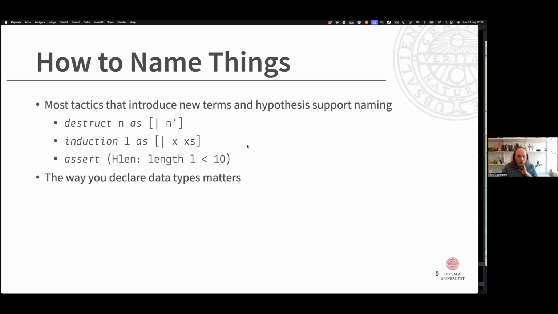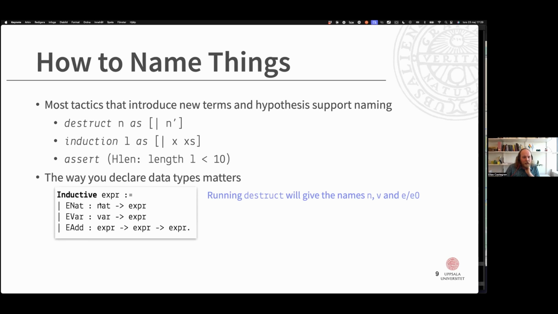Another thing that you may or may not know about is that the way you declare your data types actually matters as well. So here I've written my expression, just a natural number and the variable addition. And if I now do destruct on one of these things, this is going to be n. The variable is going to be called v, and these expressions are going to be given their names e and e0. So it takes the first letter of the corresponding type of what's inside them.